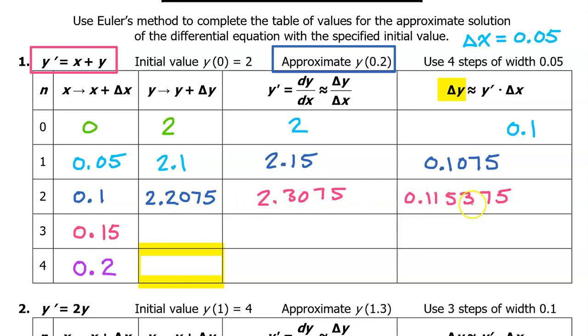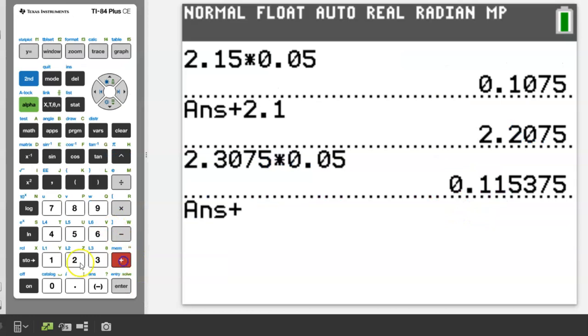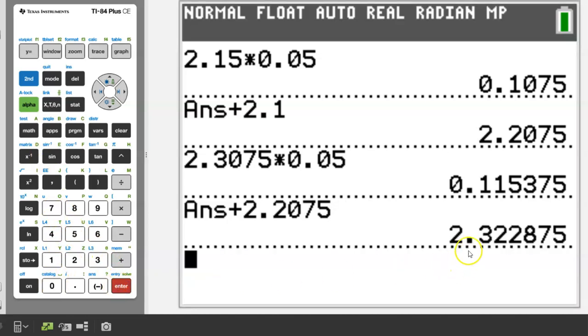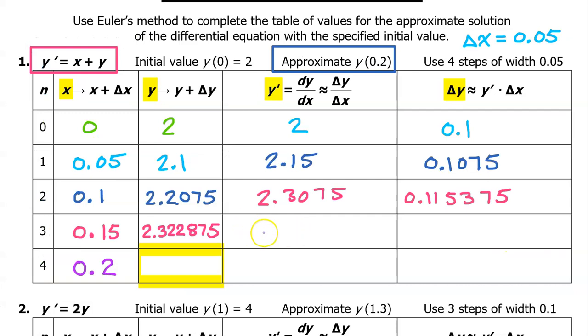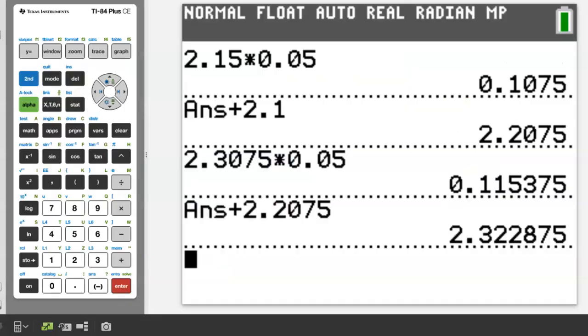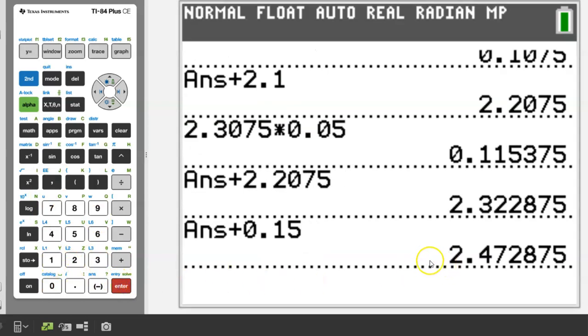Delta y is already in the calculator, so we just need to add 2.2075 to this value. So we can just hit plus 2.2075. Kabam! 2.322875. Let's repeat the process one more time. Y prime is x plus y, so it's 0.15 plus this number. This number is already in the calculator, so we can just add 0.15. So I'm just going to hit plus 0.15, and we get this number.